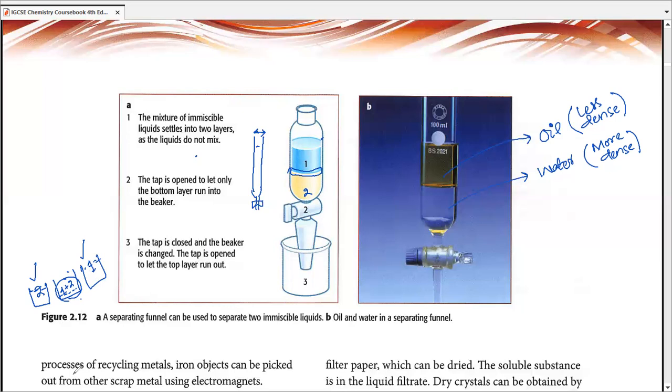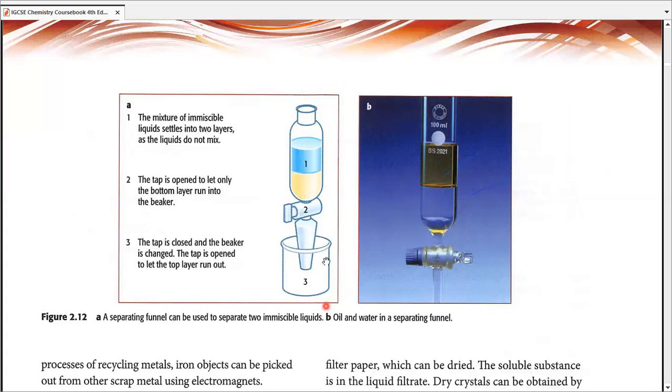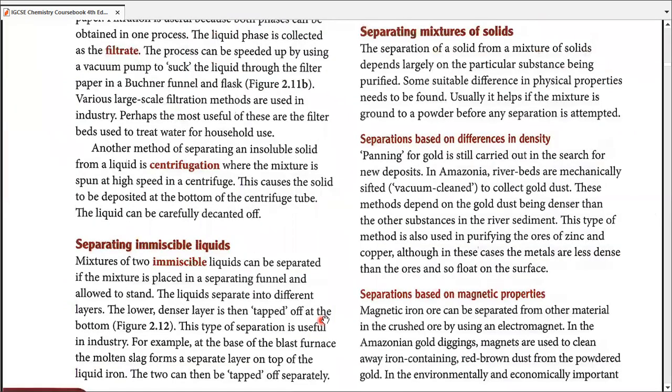Yes, sir. So instead of what's written over here, if you do it my way, it would be easier and you would have a much more accurate solution, having pure quantities of both liquid 1 and liquid 2. So if this is clear, let's get back to the previous page and see what we had next. Now, the lower denser layer is then tapped off, and we can also tap off the upper layer afterwards. We're done with the first one.